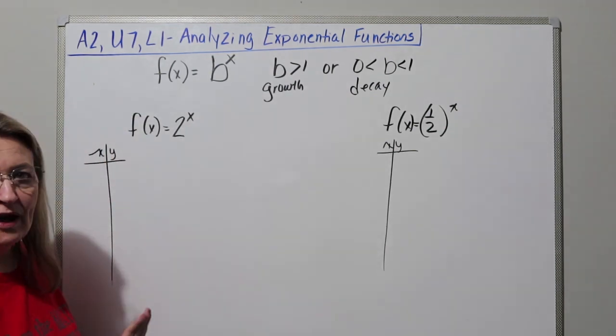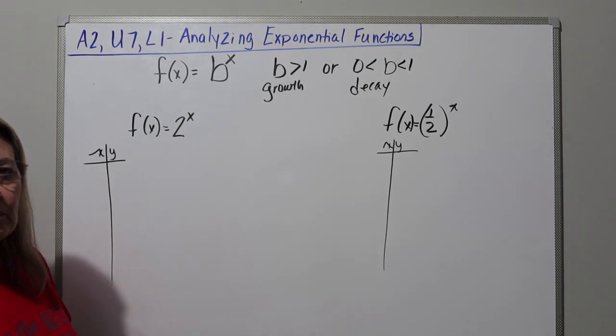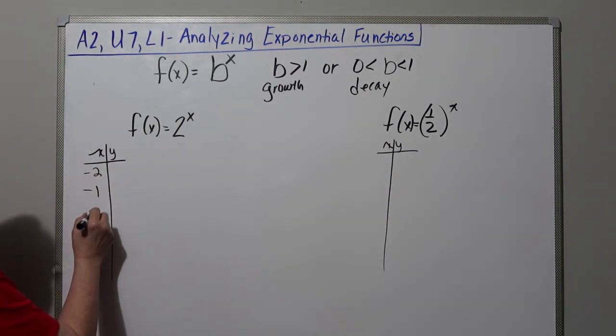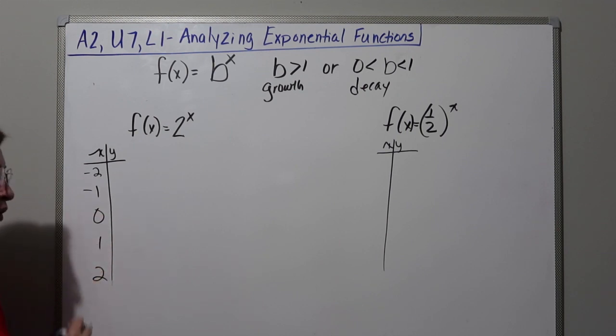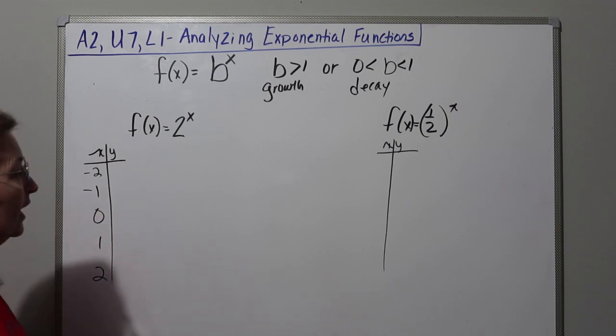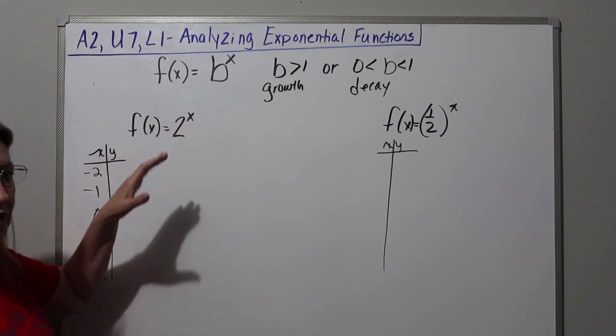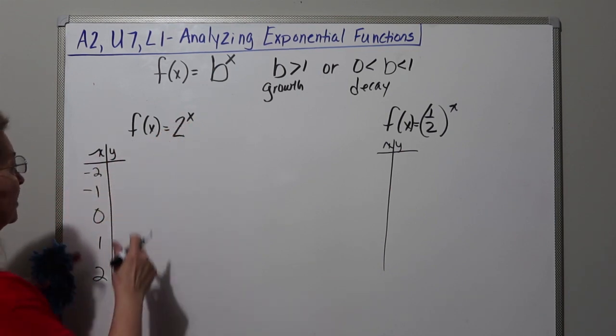Well, you make your XY chart and pick some random numbers for X. I am going to pick -2, -1, 0, 1, and 2. Now I'm going to fill these in one at a time for X, and solve it and see what kind of numbers I get.